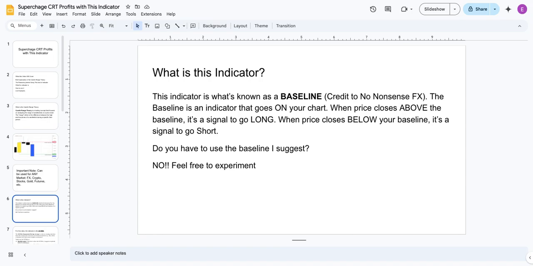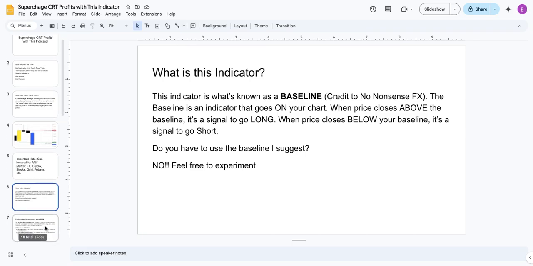The concept of a baseline is that when price closes, or a candle closes, above your baseline, it's a signal to go long. When a candle or the price closes below the baseline, that's a signal to go short. Now, do you have to use the baseline that I'm going to give you in this video? No, you can use a different one. You may already be using one, but experiment with it and see how it works.